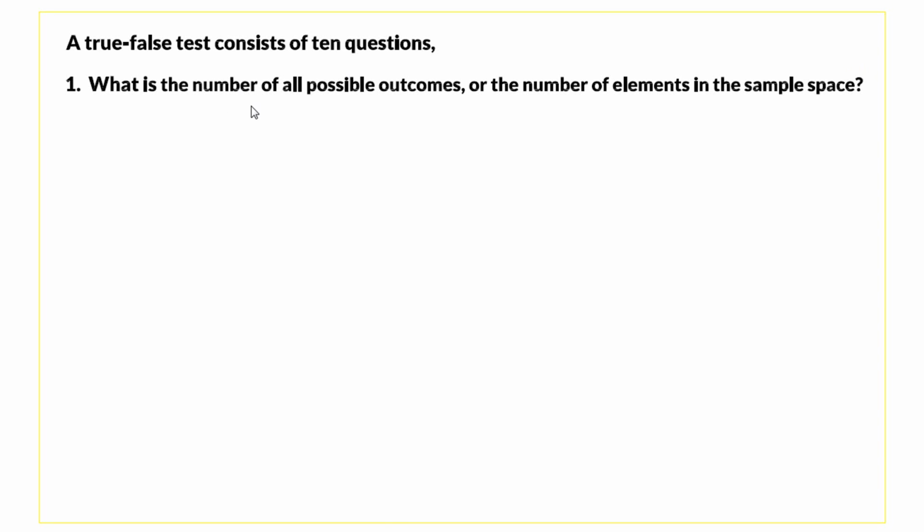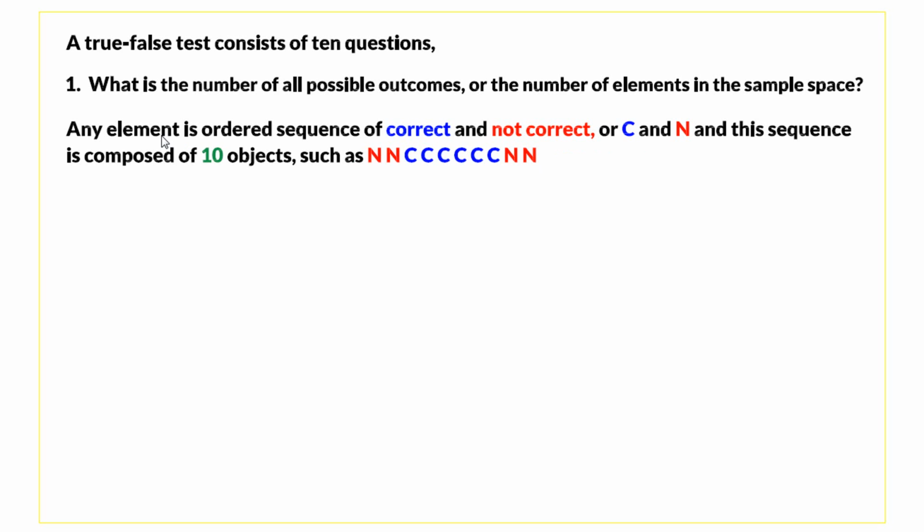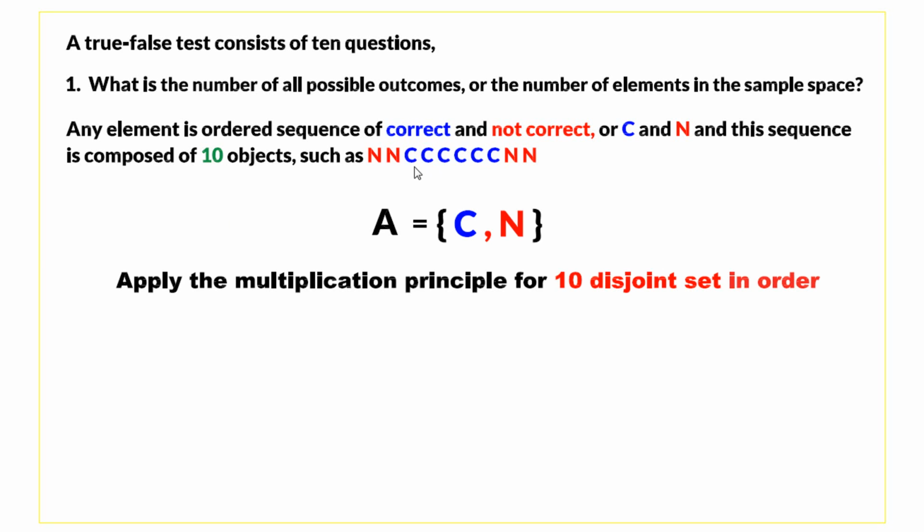What is the number of all possible outcomes, or the number of elements in the sample space? Any element in the sample space is an ordered sequence of correct and not correct. Each question will be marked C as correct or N as not correct, and this sequence is composed of 10 objects, such as this sequence here. This sequence can be generated out of this set which contains only 2 objects, C and N.